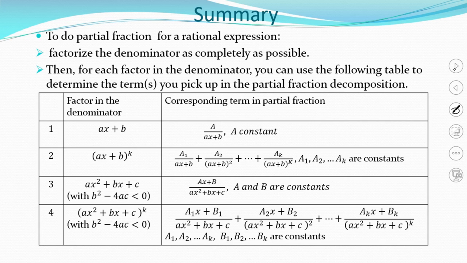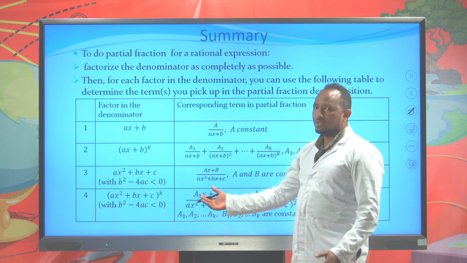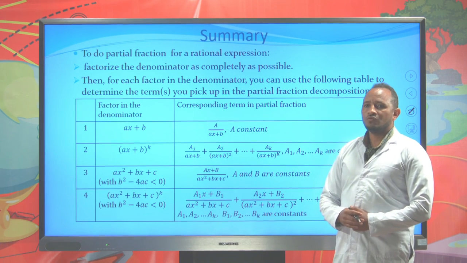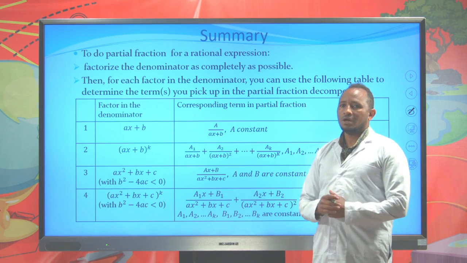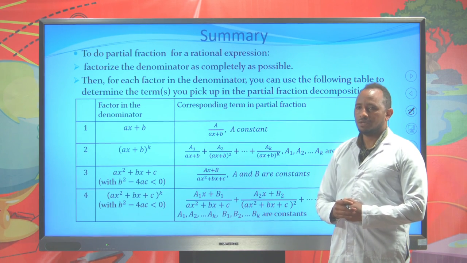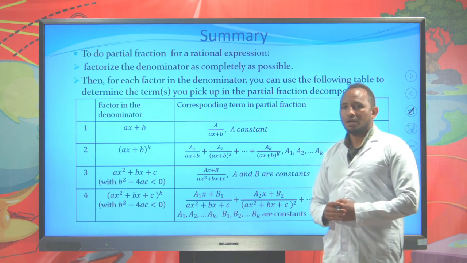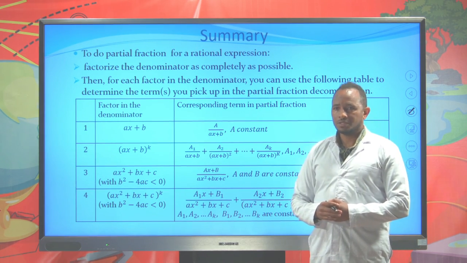To summarize what we have seen today, to do partial fractions for a rational expression, first factorize the denominator as completely as possible. Then use the guideline table to find the factors of the partial decomposition. And then try to find the unknown variables. So this is all about today's lesson.